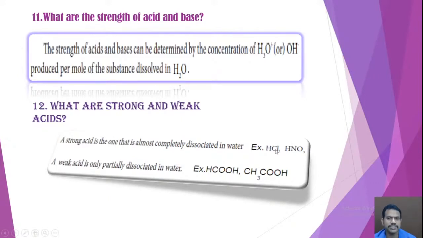H plus ions and Cl minus ions thoroughly dissolved, we can say that. That is called strong acid. Suppose we take a weak acid, partially dissociated in water, formic acid, HCOOH, and acetic acid. So only partially dissociated. The H plus ion will not completely dissociate in water. We have to keep these two statements in mind: completely dissociated in water means strong acid, partially dissociated in water means weak acid.